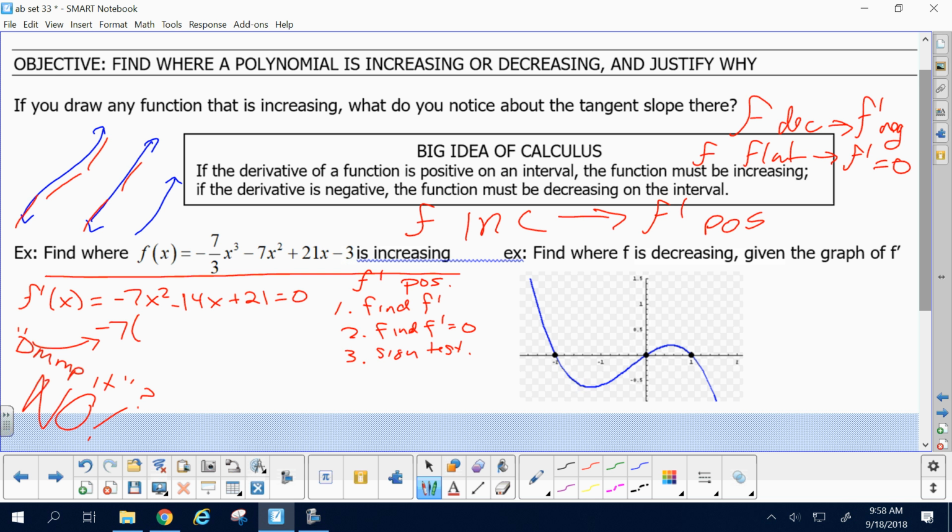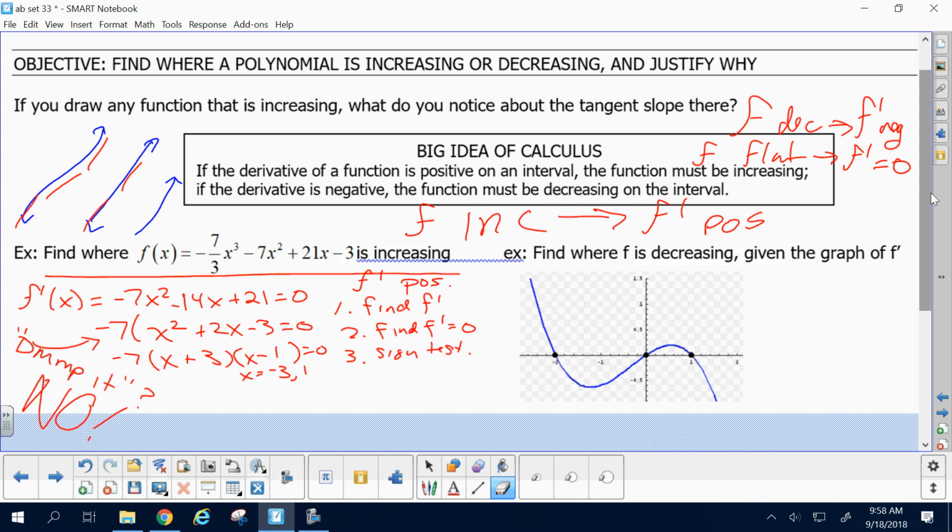Right? Now, when you factor it out front, what do you have? X squared plus 2x minus 3 equals 0. Cool. Negative 7 stays. How does that factor? X plus 3, x minus 1. Feel free to speak up. Okay. Now, I've got my zeros. My zeros are certainly negative 3 and positive 1.